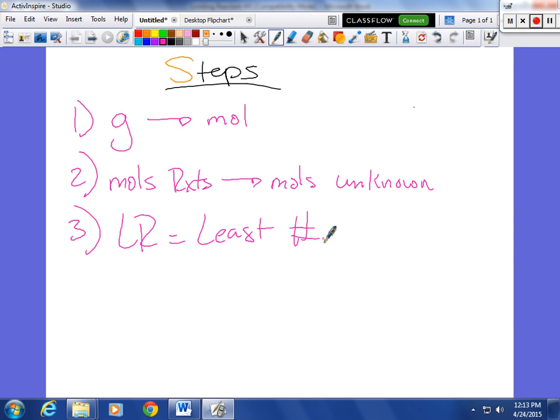Now, and again, I kind of want to add this. Remember, this must be a reactant, because what does LR stand for?